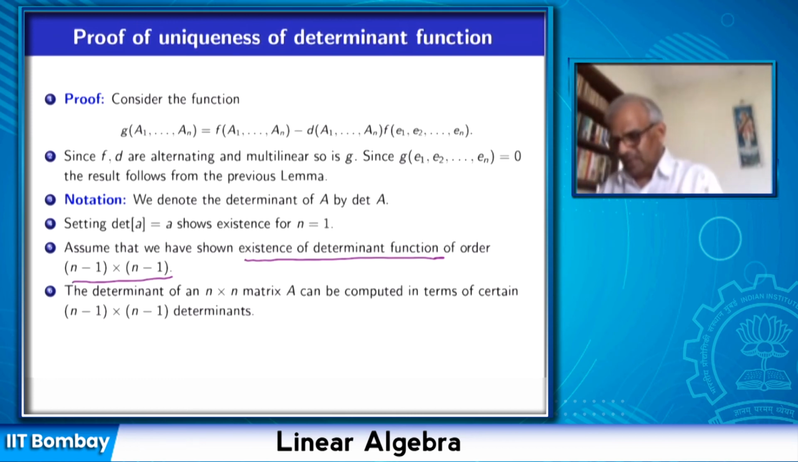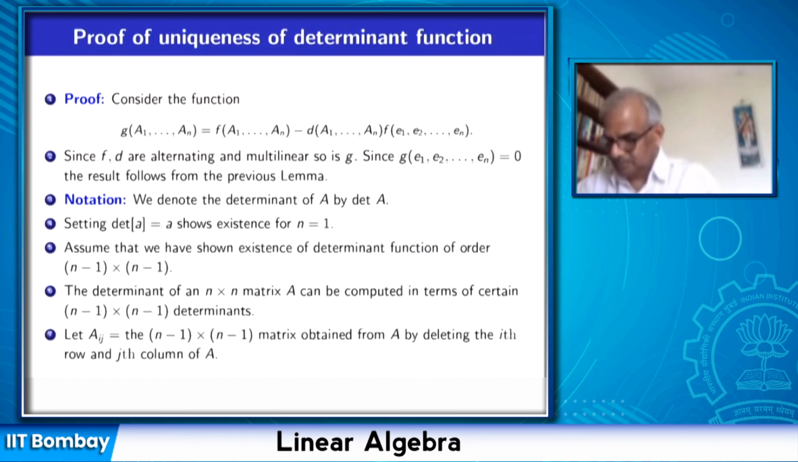So we are applying induction on the size of the matrix. And we are saying that up to n minus 1 by n minus 1 matrices, the determinant function is determined. It is already unique, but we are saying that we know the formula already. Now we will derive a formula for the determinant of n by n matrices in terms of n minus 1 by n minus 1 determinants.